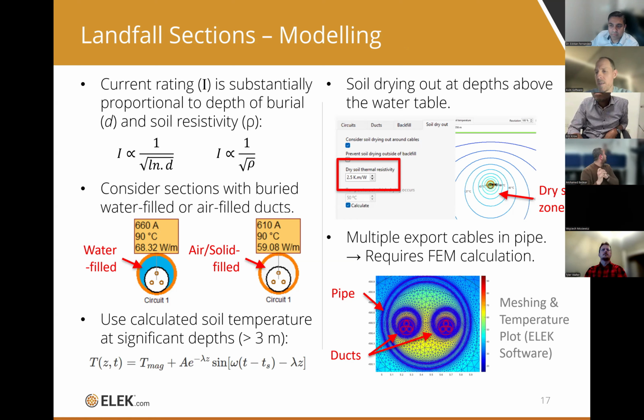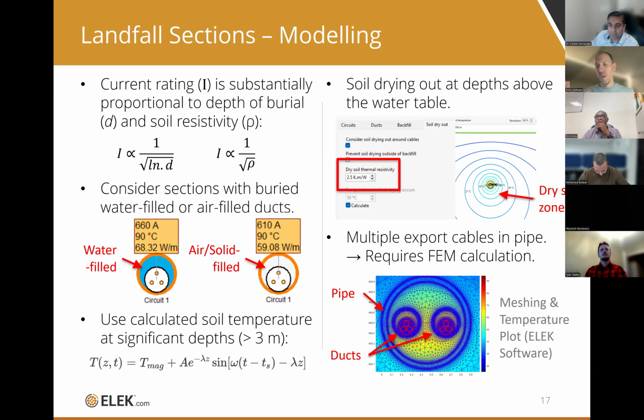If the cables are really deeply buried, which they are for the landfall, for the deeper sections, it's a good idea to calculate the soil temperature rather than assume a conservative value from the standard or something else. It can usually be really conservative if you just assume a high ambient soil temperature. And you should definitely consider soil drying above the water table for the landfall, and you'll need software to do that.